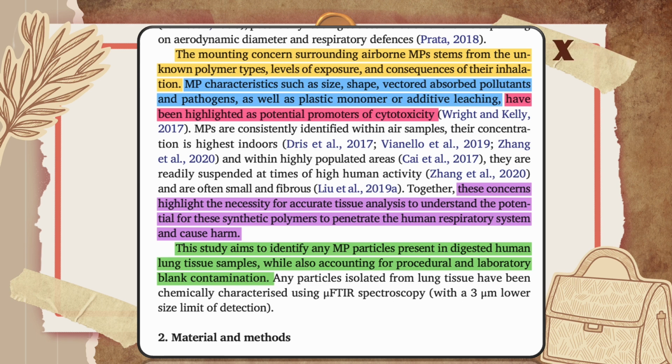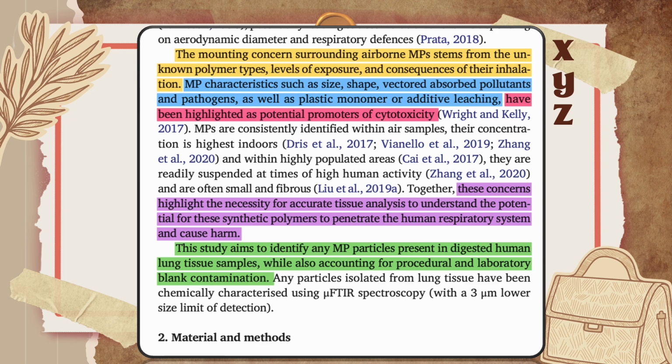The problem was introduced. Microplastic characteristics such as size, shape, vectored absorbed pollutants and pathogens, as well as plastic monomer or additive leaching, the consequence, have been highlighted as potential promoters of cytotoxicity. With research, it has already been assessed that these tiny particles can have cytotoxicity on our cells inside the human body. This is our Z.